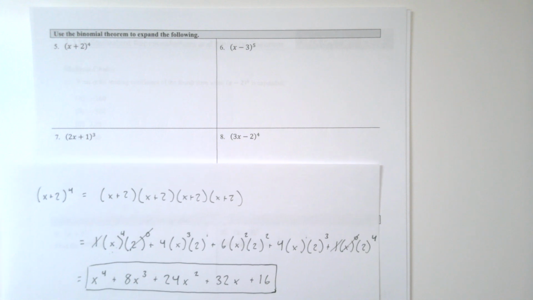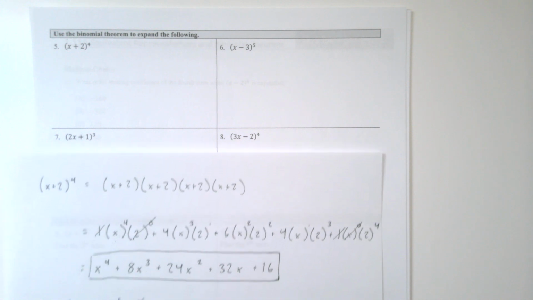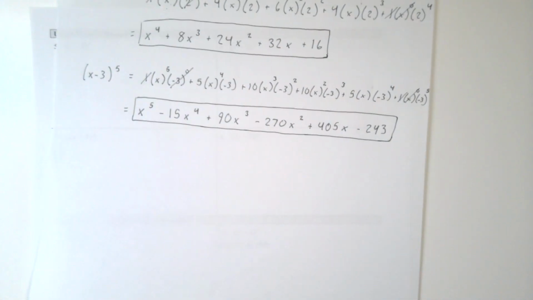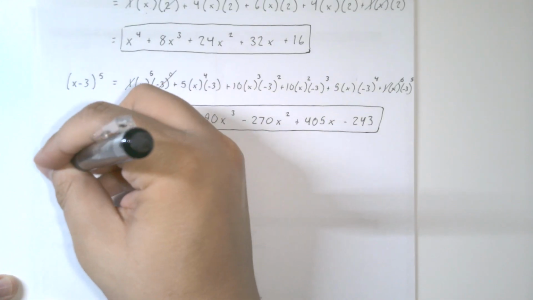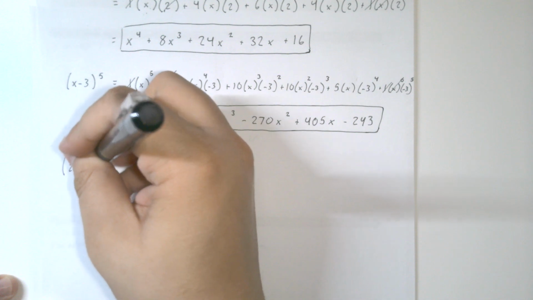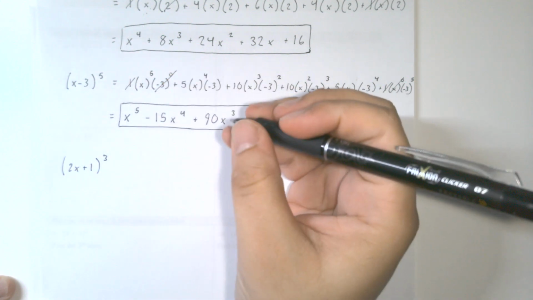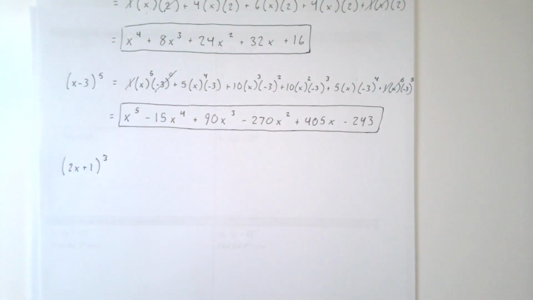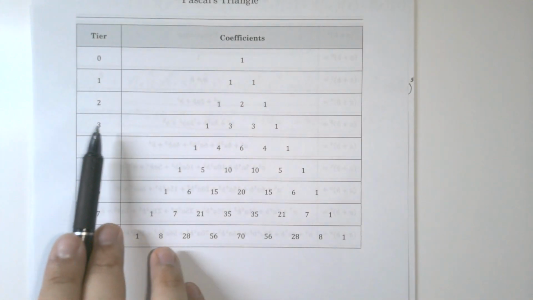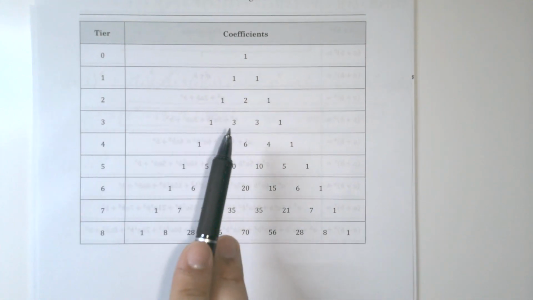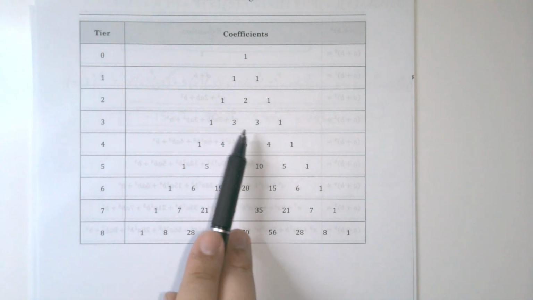The next one we have is 2x plus 1 to the third. We have to look at what coefficients we have. Since we're raising something to the third power, our binomial coefficients are going to be 1, 3, 3, and then 1.